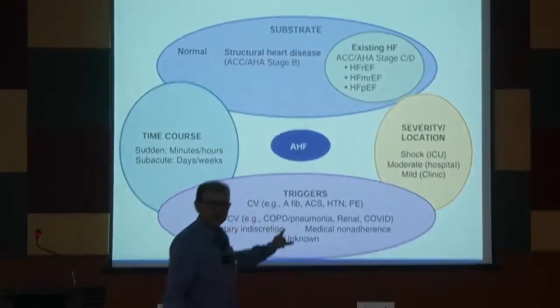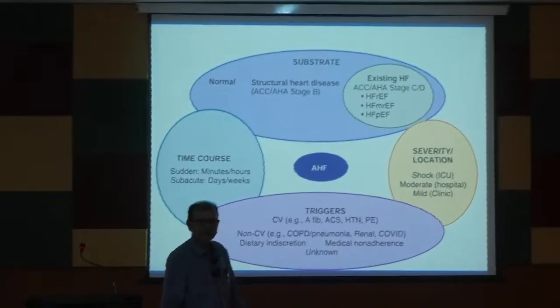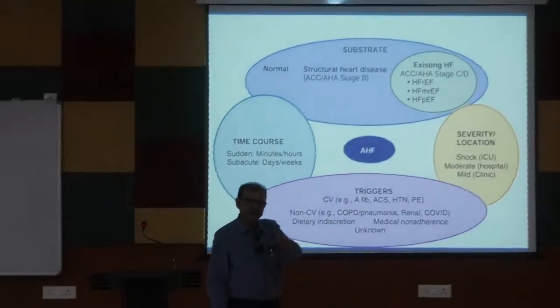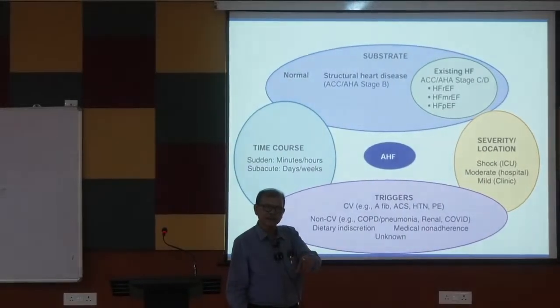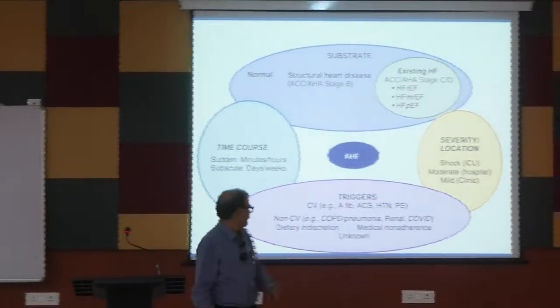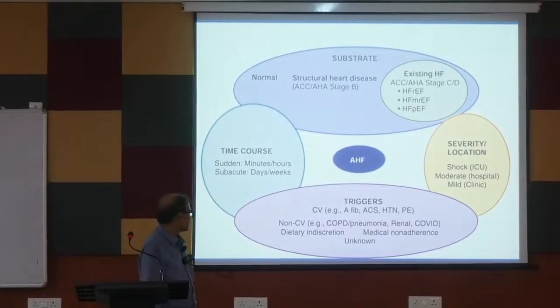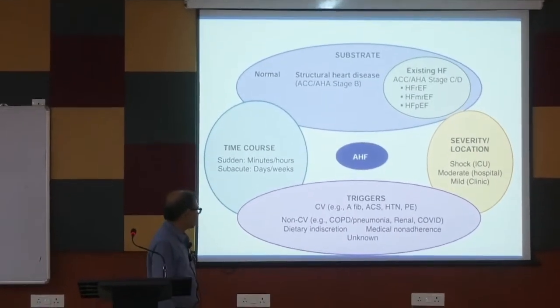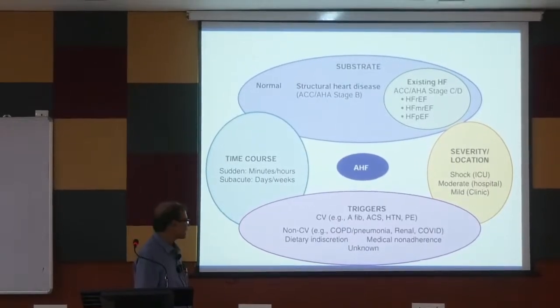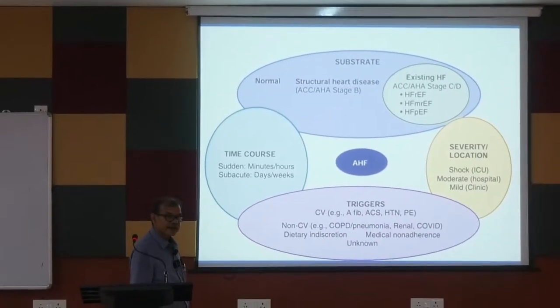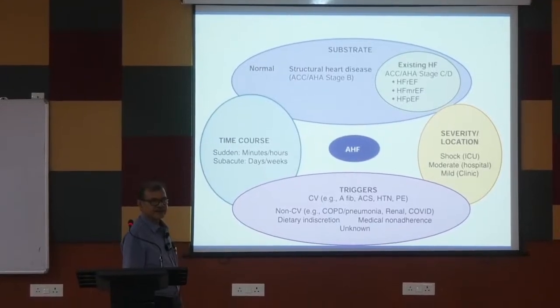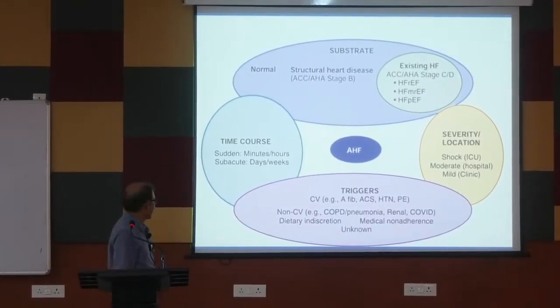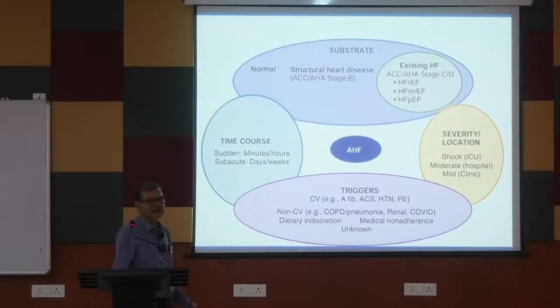Atrial fibrillation, acute coronary syndrome, hypertension, and pulmonary thromboembolism. Acute coronary syndrome already discussed, either second year or third year. I have noticed a class. There are non-cardiovascular triggers like COPD, or chronic obstructive pulmonary disease, or pneumonia, renal insufficiency, as well as COVID entry after 2020, and dietary indiscretion, medical non-adherence, and last but not least, unknown.